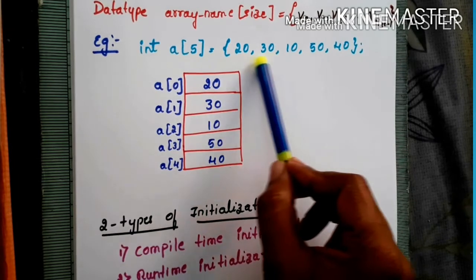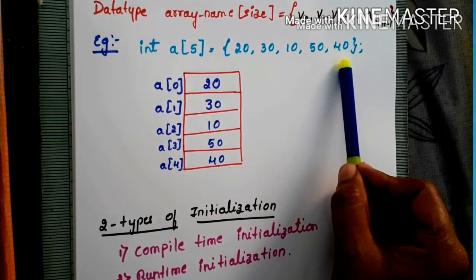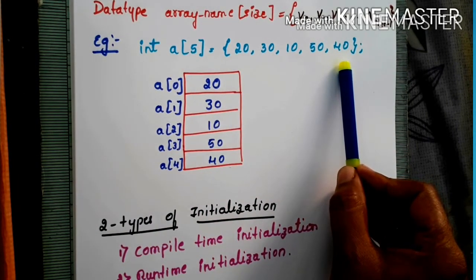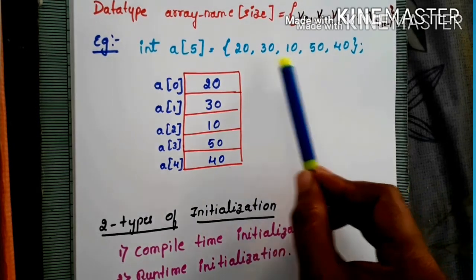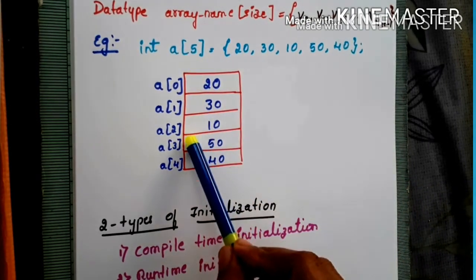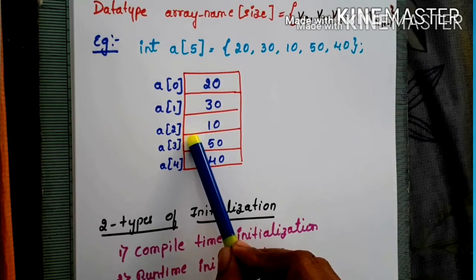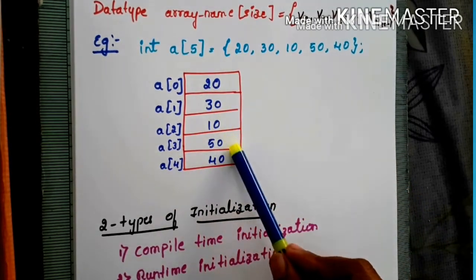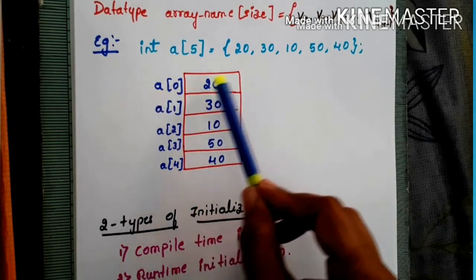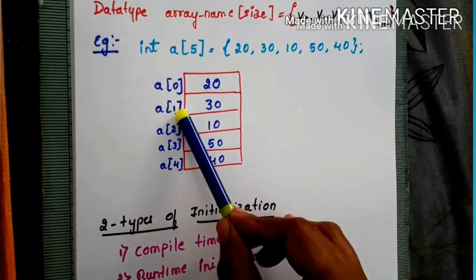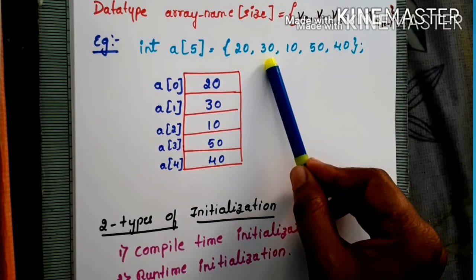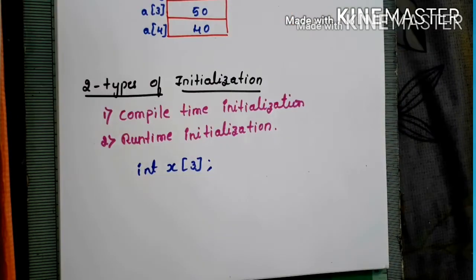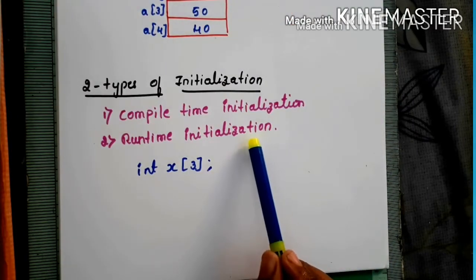This instruction is an example for compile time initialization because in the program itself the array elements are initialized, or before the execution of the program the array elements are initialized. That is, E of 0 is initialized with the value 20, E of 1 is initialized with the value 30, like that.